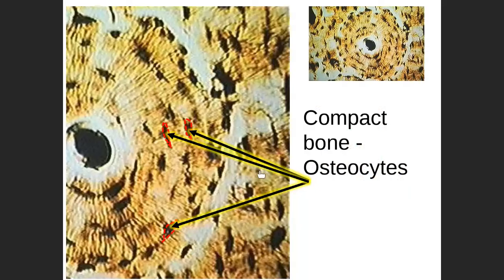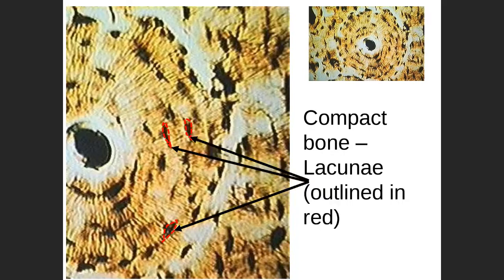So you've got these red dashed lines outlining these black holes here. And the arrows are pointing to the inside, and those arrows are asking you about the osteocytes. And if you recall from the cartilage, the names of those spaces are called lacunae. So those red dashed lines represent the lacunae, and the osteocytes live inside the lacunae.